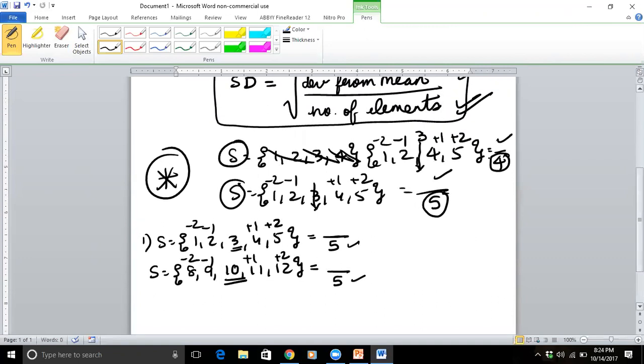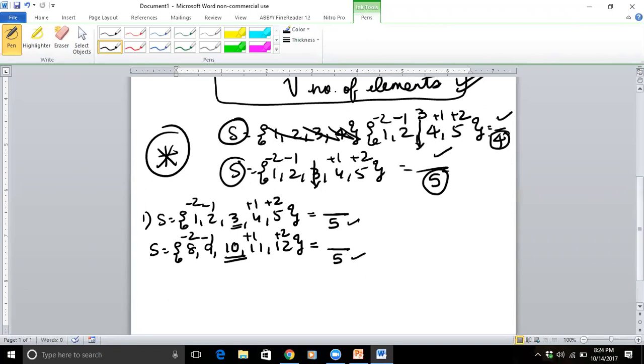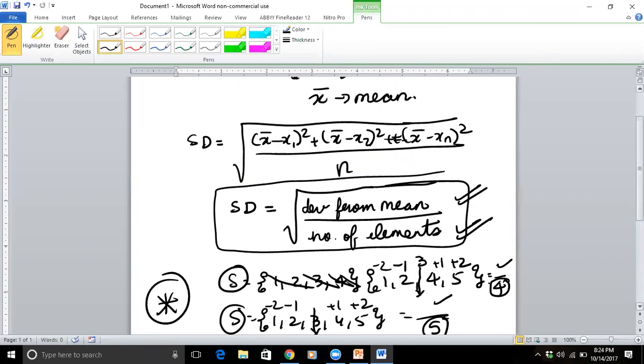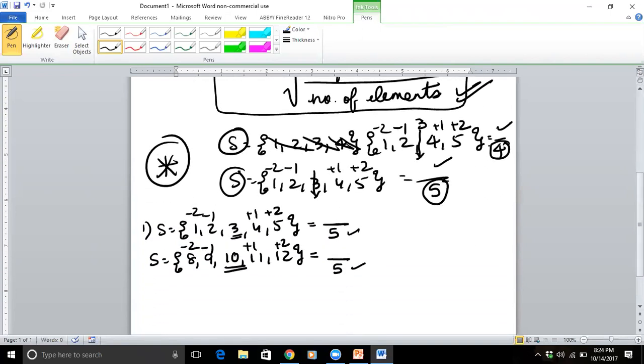Just to make a note, guys, based on the formula, don't just cancel out these -2, -1, +1, and +2 just because you're adding all the deviations. Remember, you're squaring the deviations and adding them. So the -2 becomes 2 square, that's 4, and the -1 becomes 1 square, 1 square and 2 square. In the second case also, 2 square, 1 square, 1 square, and 2 square. So if the first set has the same deviations from the mean, and the second set also has the same deviations from the mean, I'm going to have two fractions where the numerators are the same and the denominators are the same. So the standard deviation is going to exactly remain the same, despite the fact that the mean changed.